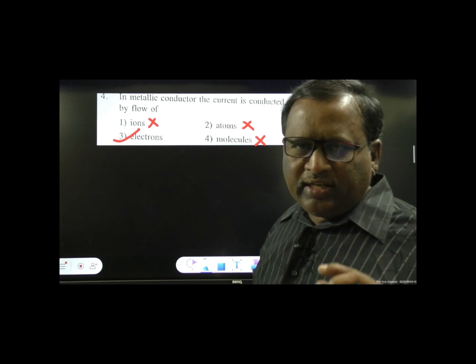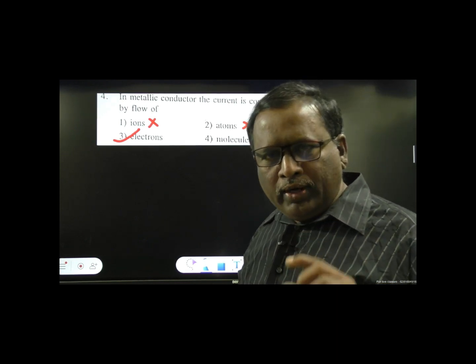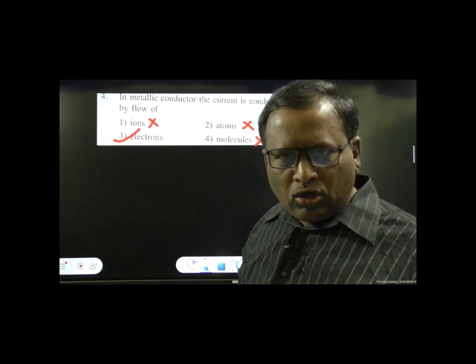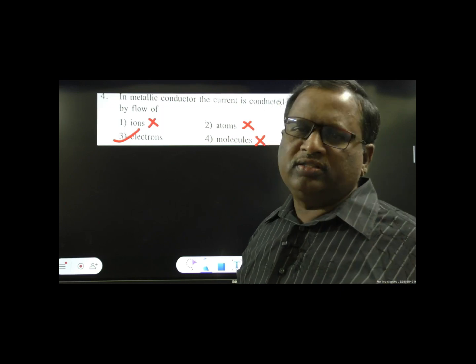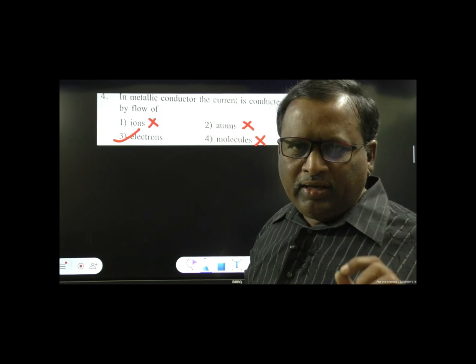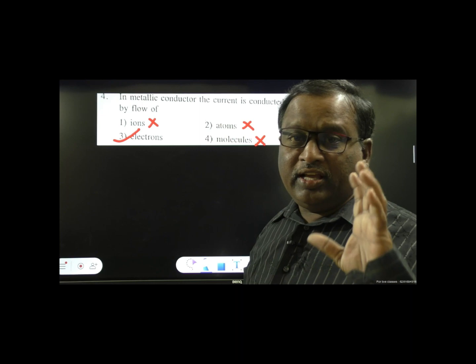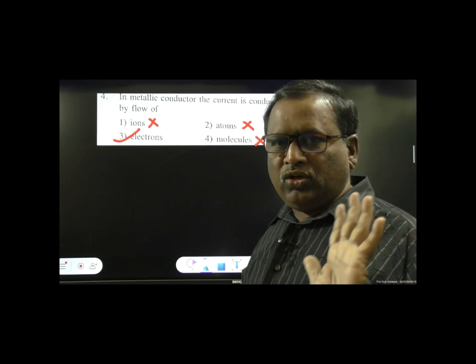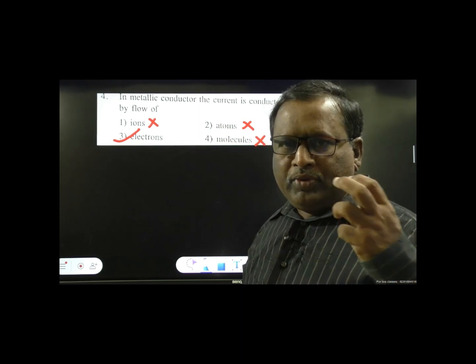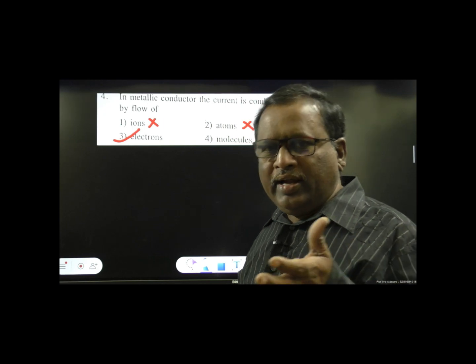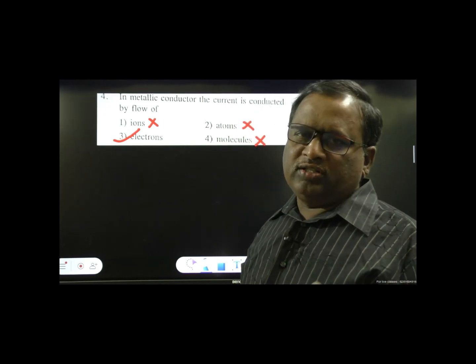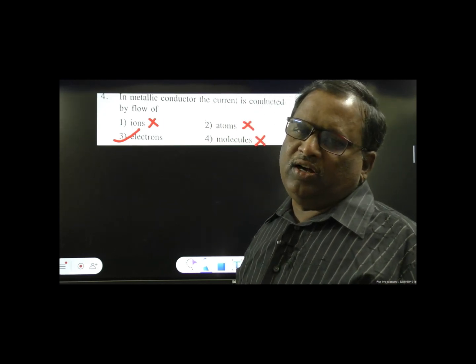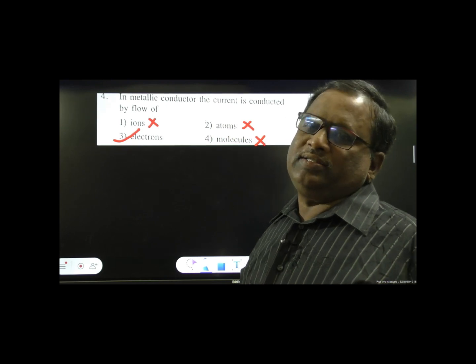Conductance of electricity is possible only through free ions or free electrons. Free ions are available in ionic compounds in their fused state or in aqueous solutions. In metals and graphite, free electrons are available. That's why they are called electronic conductors.